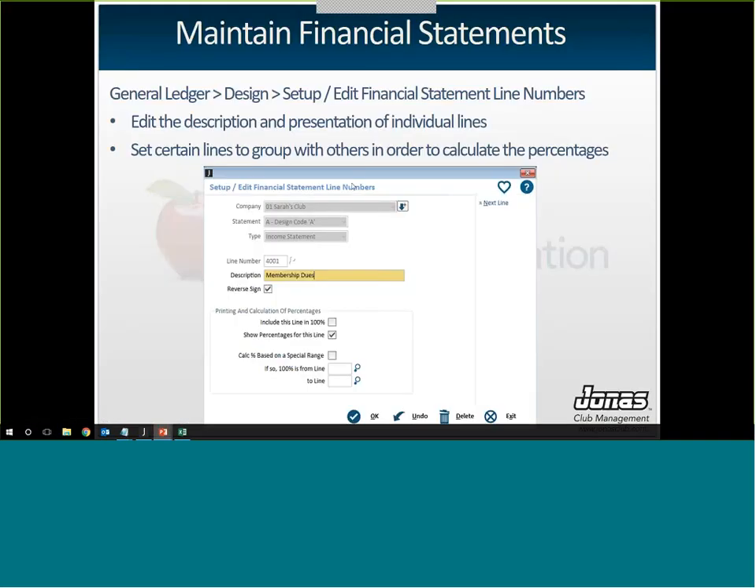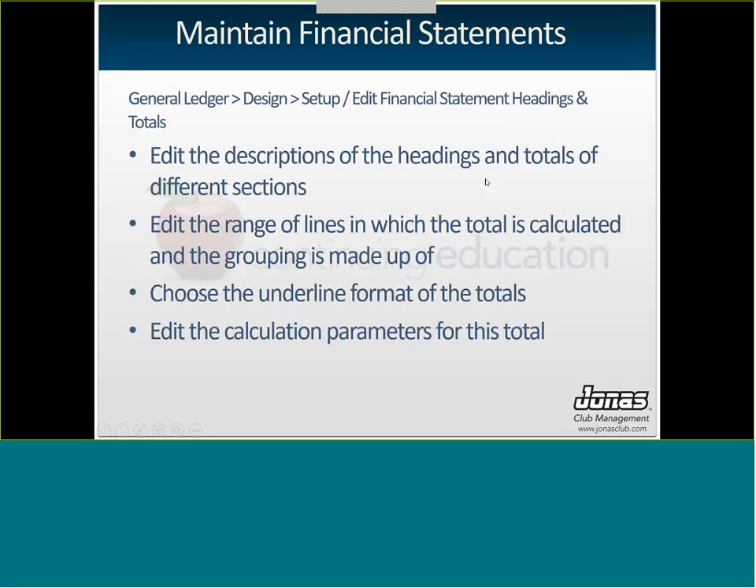So once you have your line numbers straight and you put in your descriptions and any percentages or reversals you need to do, you can go ahead and do your headings and totals. So the headings and totals are just the different groupings for different sections of the report. It can be by department, it can be by type, so assets, liabilities, equity, income, expenses. And when you set up a heading and total, you just need to tell me what range of line numbers is included in this heading and total.